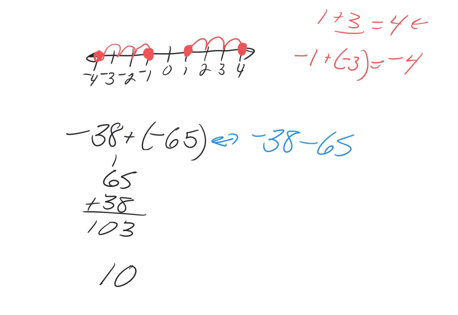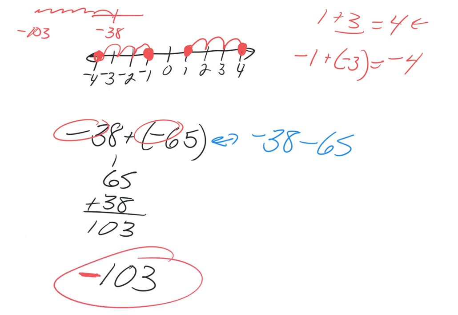So then at the end, though, we say, okay, well, these were both negative to begin with, so it means I started at negative 38 on my number line, and I moved 65 units to the left, so my answer must remain as a negative, so this is negative 103. So it's the same thought process and same steps as when we're adding two positive numbers, but we just have to remember to add that negative at the end.